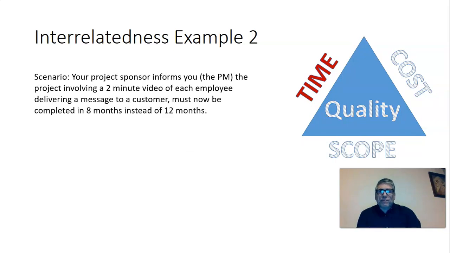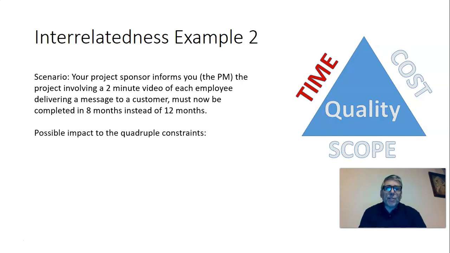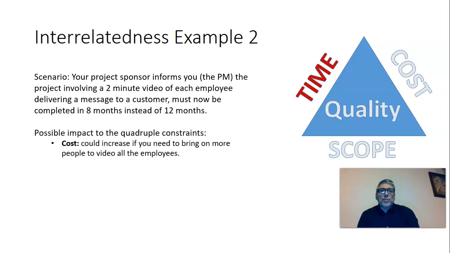Second example: your project sponsor informed you, the project manager, that the project involving a 2-minute video of each of your employees delivering a message to a customer must now be completed in 8 months instead of 12 months. So some possible impacts to the quadruple constraints are costs could increase if you need to bring on more people to video all the employees. It could be you just had one person who was going to do all these videos. Now, to get it done in 4 fewer months, you might need 2 or 3 people to do this.